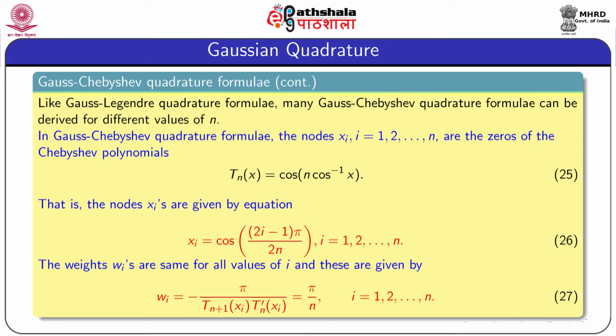This is very interesting, and these are given by equation 27. That means wi equal to pi by n. The general formula is minus pi by Tn plus 1 at xi, and derivative of Tn at xi. After simplification, it reduces to pi by n. So this is a very simple formula, and it can be remembered for all values of n and all values of i.